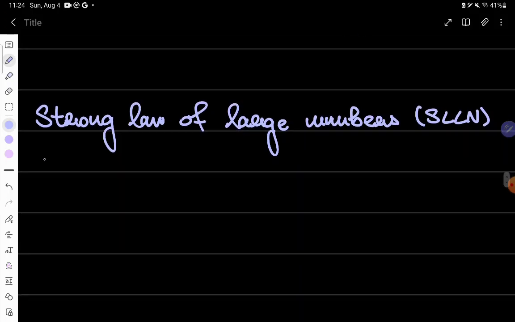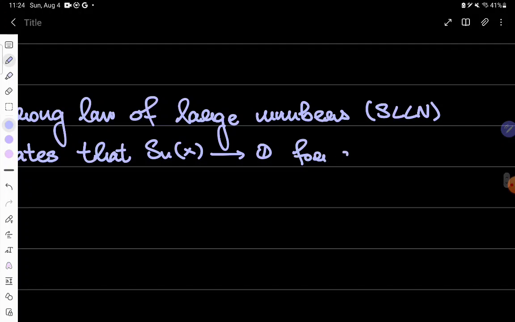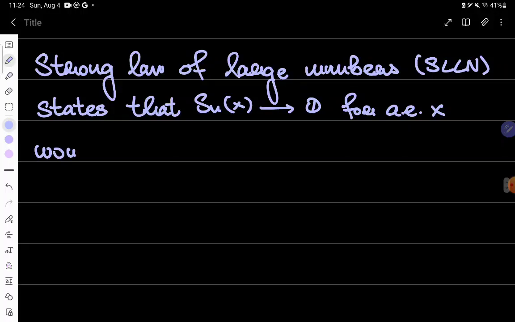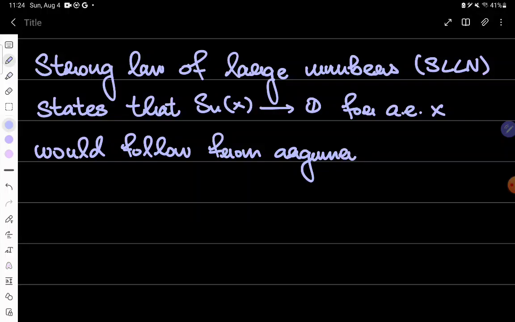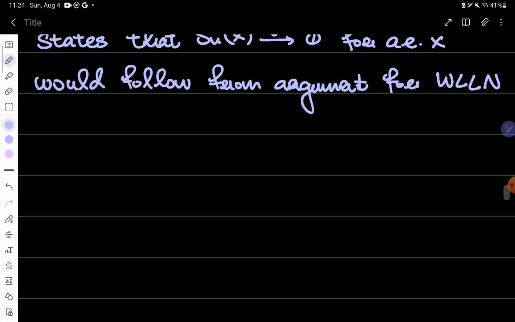So this states that S_n of x goes to 0 for almost every x, right? So all but a null set. So the proof is subtle, and it would follow from the argument for the weak law of large numbers if the harmonic series converged, right?